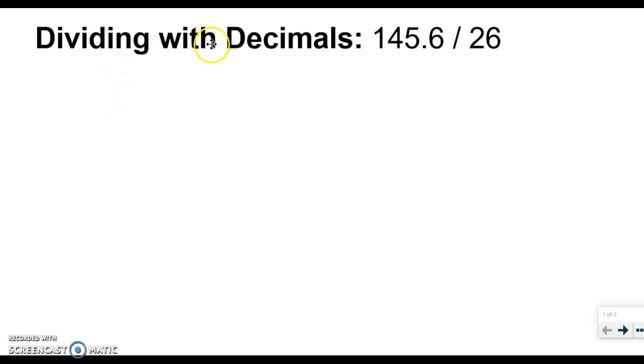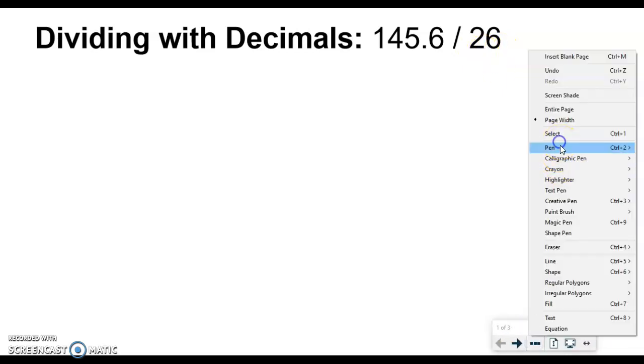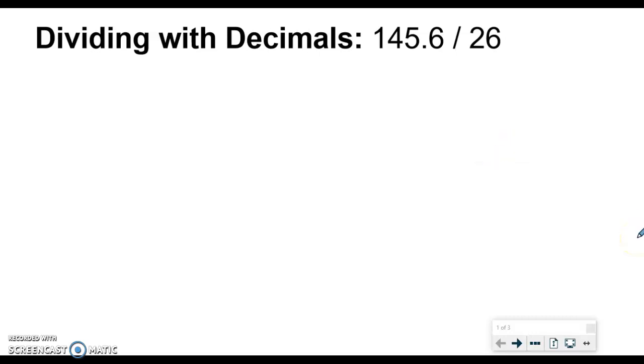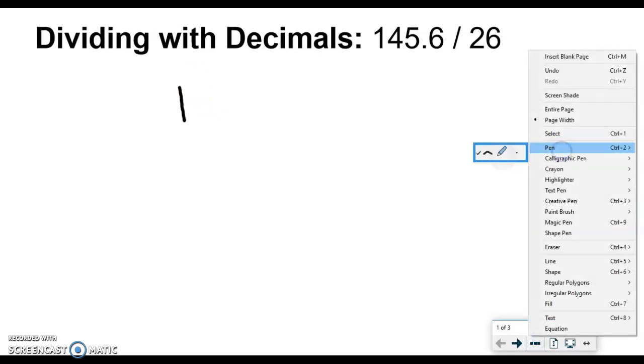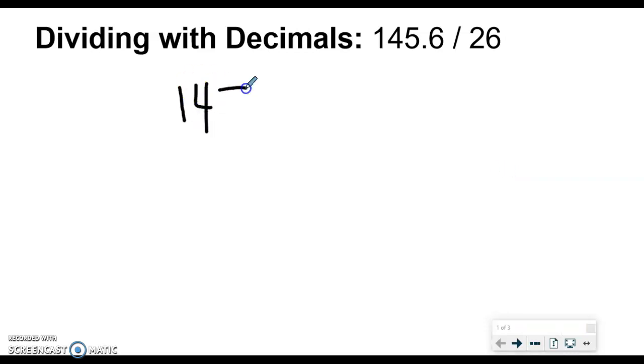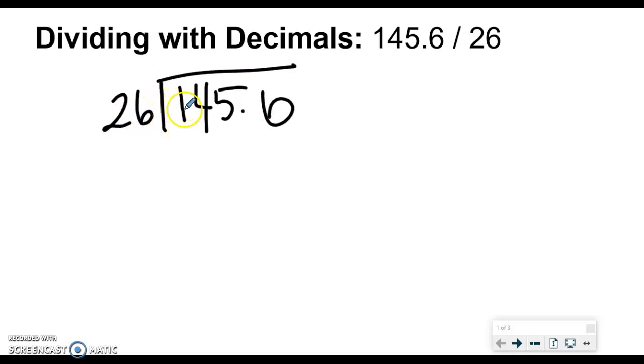Today we're going to be dividing with decimals, where our divisor, or the number that's doing the dividing, is going to have 2 digits. Okay, so let's start this first problem together. 45.6 divided by 26. Okay, so I'm going to start here.